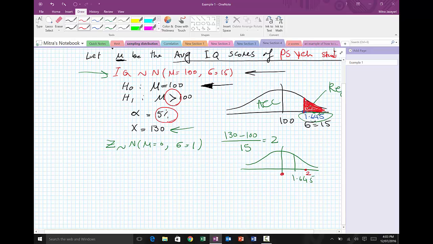We have enough evidence to reject the null, and we have enough evidence to support the alternative hypothesis that the IQ scores of psych students are higher than the general population of students.